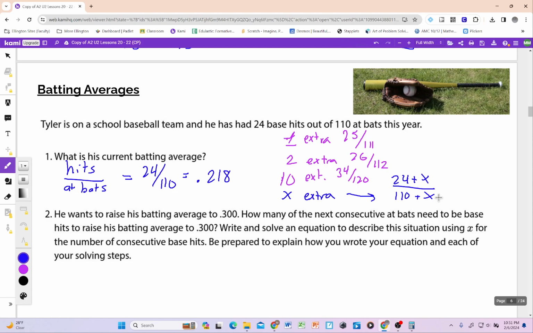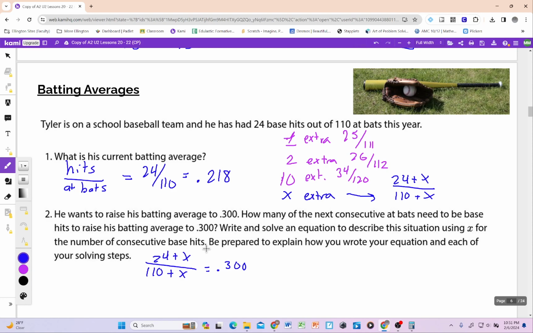So what we want to know is at what point this fraction gets to be 0.300. So we're going to say (24 plus x) over (110 plus x) equals 0.300. Now, 0.300 is the same thing as 0.3, so from here on out, I'm just going to write it as 0.3. Okay? All right, let's solve.